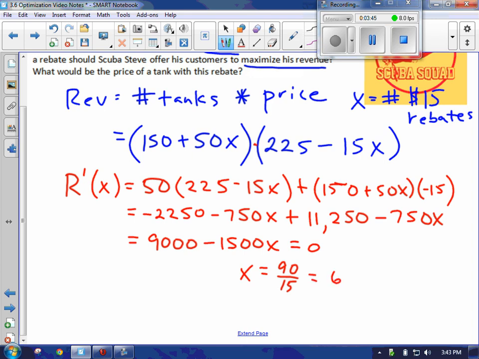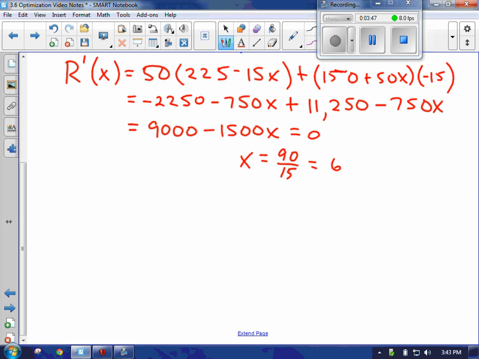Okay, so what that should mean is that he would offer 6 $15 rebates in order to maximize his revenue. But again, you always want to check. So I'm going to make a sign chart for the rate of change of the revenue at 6. And remember, we're going to stop at 0. We're not looking at 0. So we're going to look at just either side of 6, so 5 and 7.